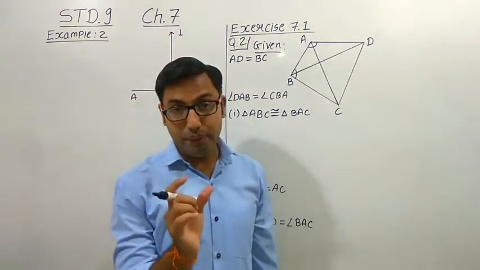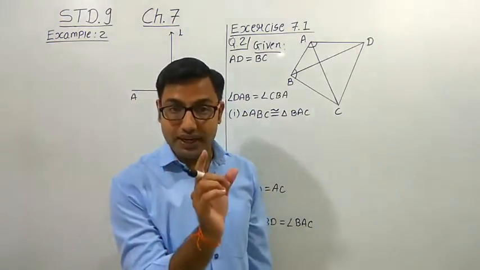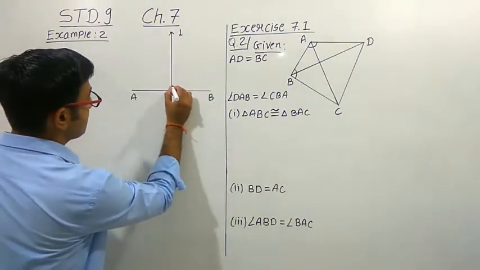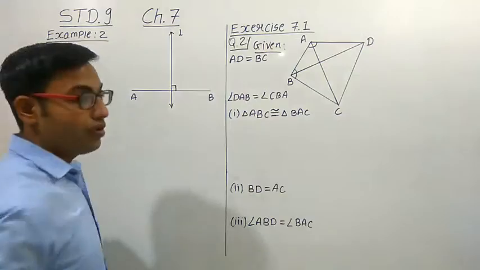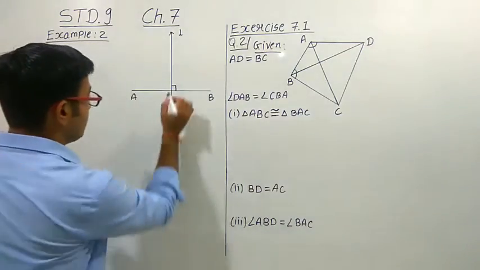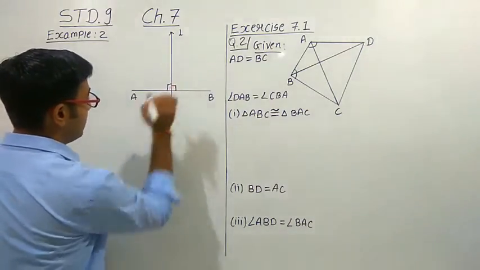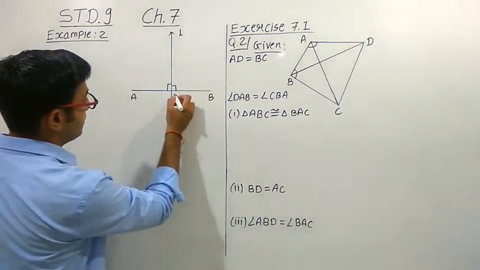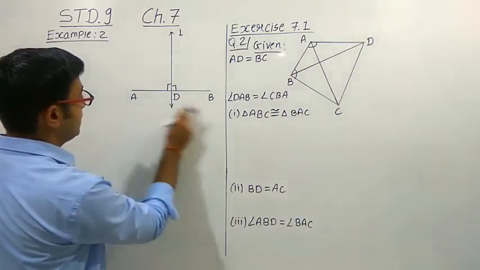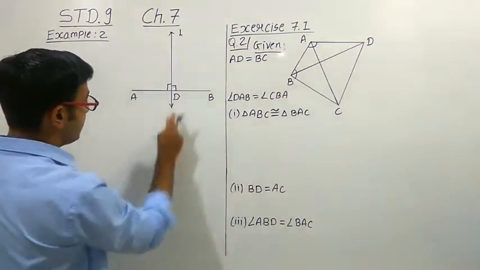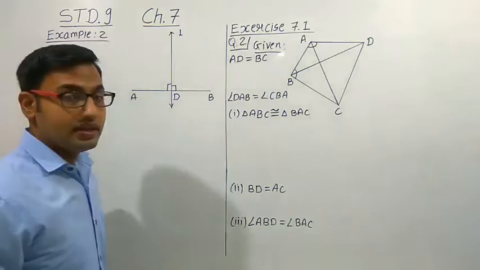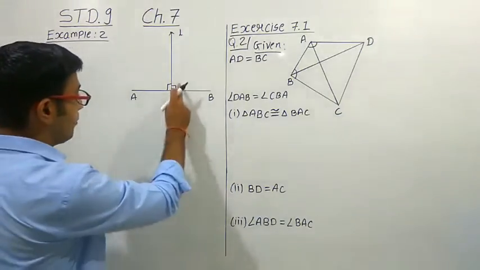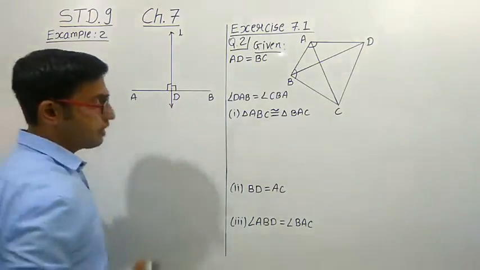Now what is the meaning of perpendicular bisector? Two terms are there: perpendicular and bisector. Perpendicular means this angle will become 90 degrees. In the same way, this angle is also 90 degrees. Suppose this is the point D at which this line intersects the line segment AB. Okay, this is the meaning of perpendicular, that the angle will become 90 degrees.